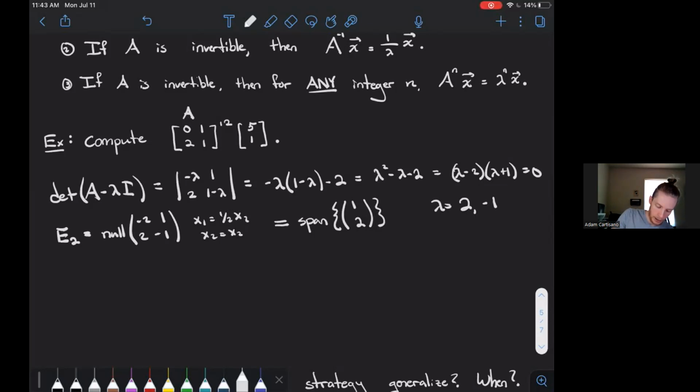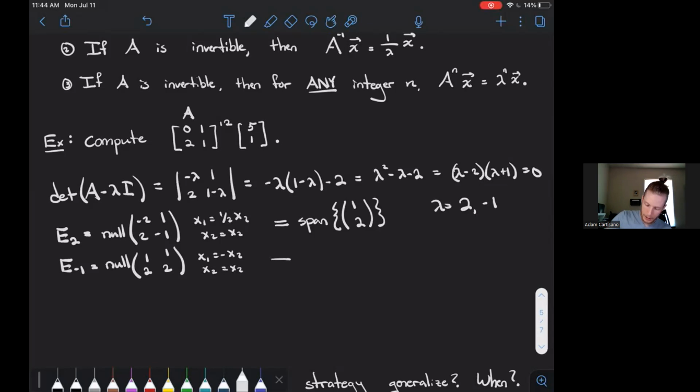How about for E -1? That'll be the null space of A minus lambda I, but lambda is -1, so it'll be A plus I. So 1, 1, 2, 2. There we go. Notice the second row is just double the first. So x1 equals -x2. x2 is again free.